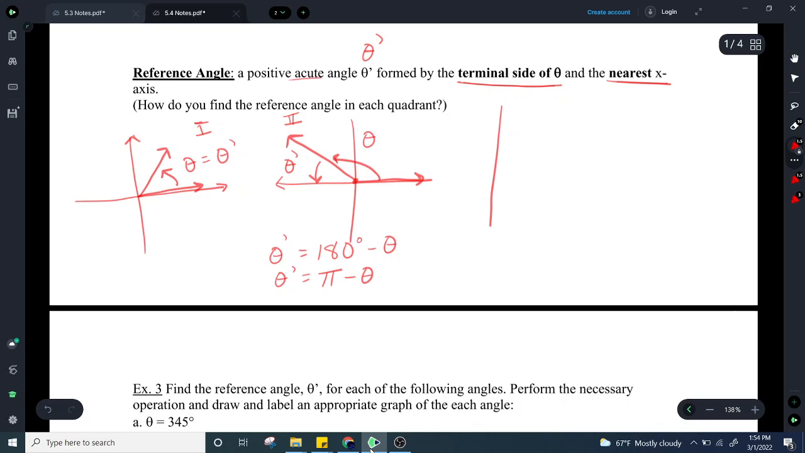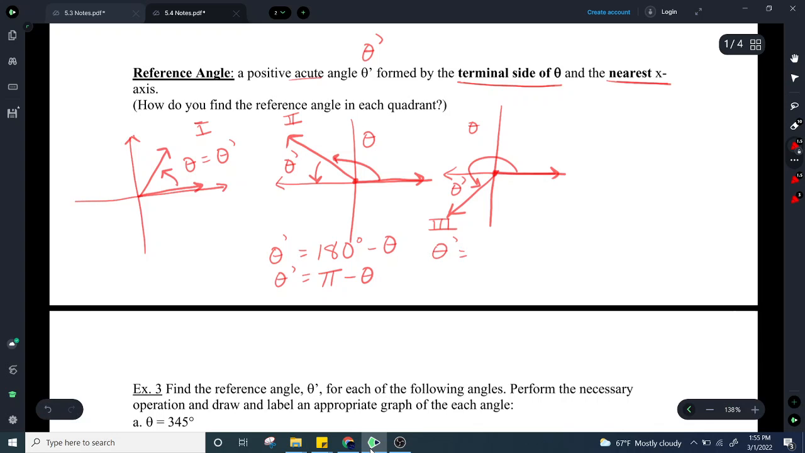If we're in quadrant 3, let's talk about what to do in quadrant 3. So quadrant 3, of course, is down here. So start here, we're going to rotate into the third quadrant. All right, where is the reference angle, first of all? Okay, so it's made with the terminal side and the nearest x-axis. It's not this angle here. It's got to be made with the x-axis. So theta prime would be right here, this little wedge right here. So think about, how would I get that angle?